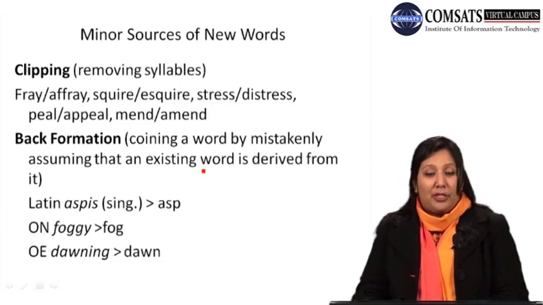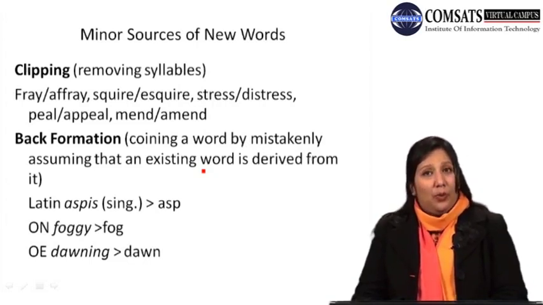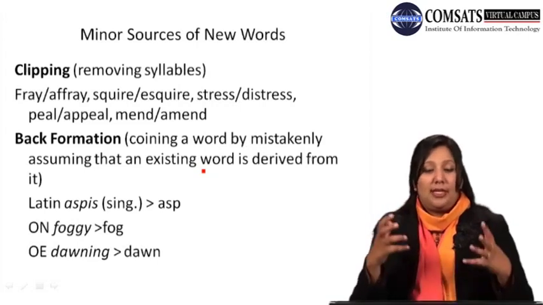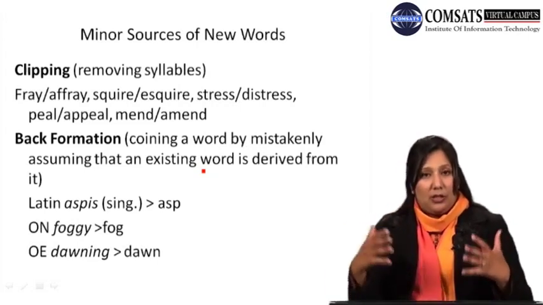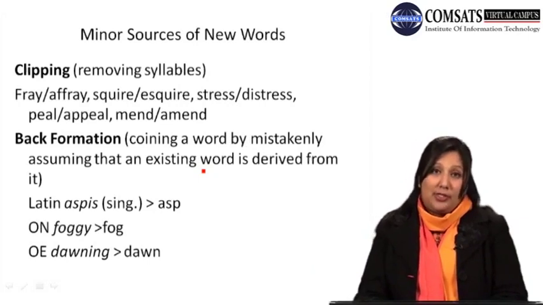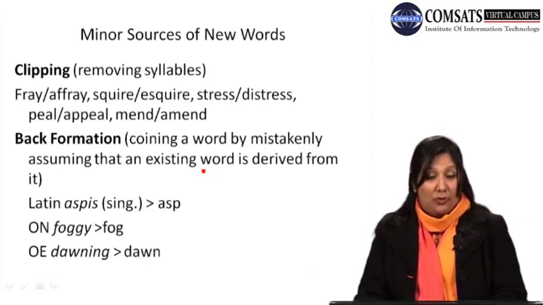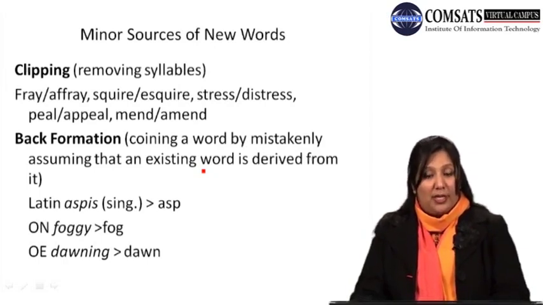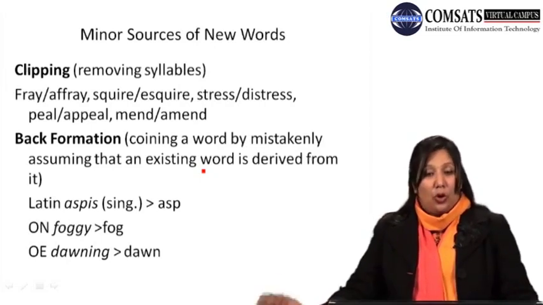Okay, then back formation, coining a word by mistakenly assuming that an existing word is derived from it. For example, the Latin word aspis, it was mistakenly assumed that perhaps asp has come from this word, so it was equal to asp. Then Old Norse, the word foggy has been derived from fog, and it was misunderstood perhaps, and it was actually not from that. Then dawning, again a misunderstanding in the Old English period, that it has been drawn from the word dawn.